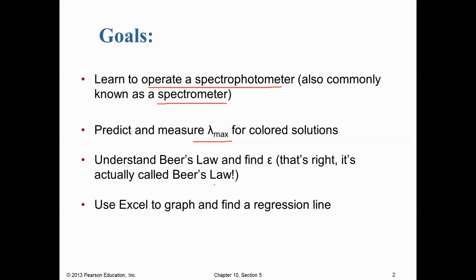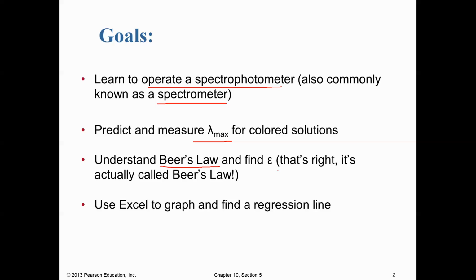And so moving on from there, we also have Beer's law. So we want to understand Beer's law. Beer's law is essentially an equation that's going to relate concentration of a solution to the amount of light absorbed. So this is a method that we can use to find the concentration of a solution without having to resort to things like titration.